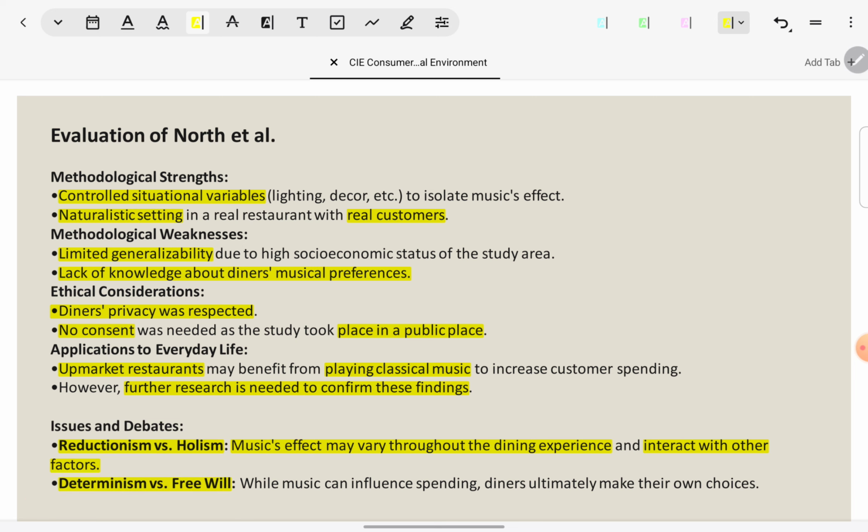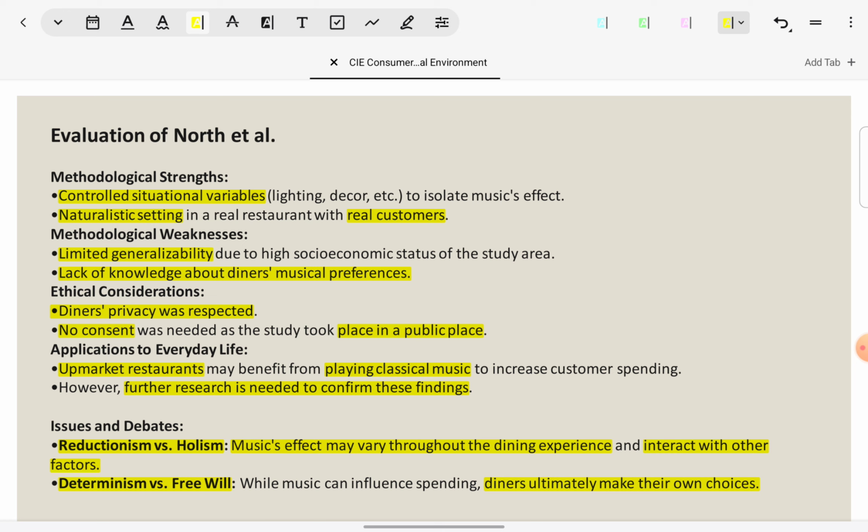Finally, if we talk about determinism versus free will, the findings of this study are very deterministic. To assume that only because of playing certain type of music diners will spend more is like assuming they have no choice of their own, they have no willpower. What if a diner has made up his mind that he is going to spend reasonably on that night? So no type of music is going to deter him and make him spend more.